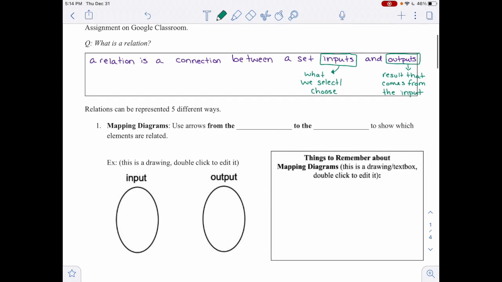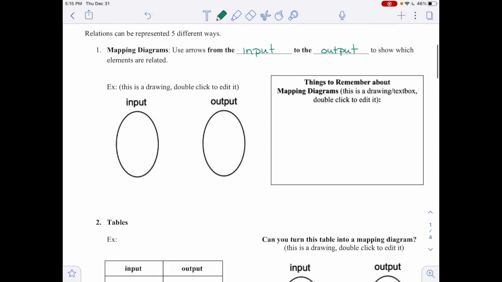So we can represent relations in 5 different ways. Some of them you are already familiar with. This first one we're going to talk about is probably the newest one to you, so that's why I want to talk about it first. So the first one is called a mapping diagram. And mapping diagrams use arrows from the input to the output to show which elements are related. So if you're doing this in Google Docs, you can just double click this image and it'll pop up as a drawing, and you can use the text box to input the information into here.